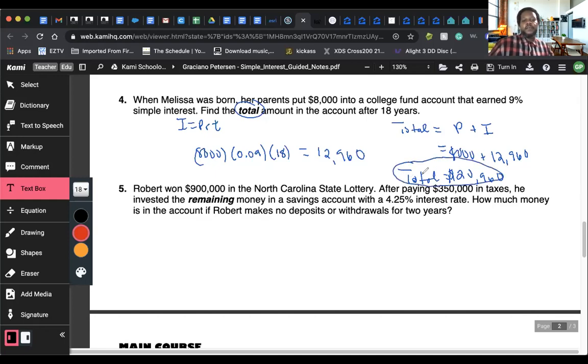All right. So now we have number 5. So Robert won $900,000 in the North Carolina State Lottery after paying $350,000 in taxes. See, that's where they get you. You couldn't even take that money home. He invested the remaining money in a savings account with a 4.25% interest rate. How much money is in the account if Robert makes no deposits or withdrawals for 2 years?